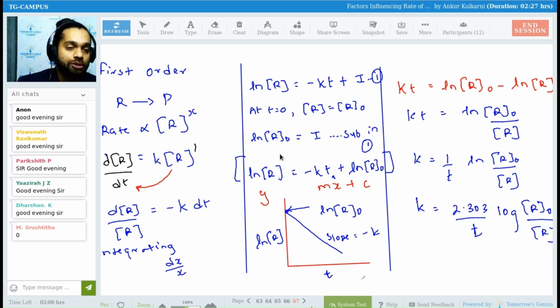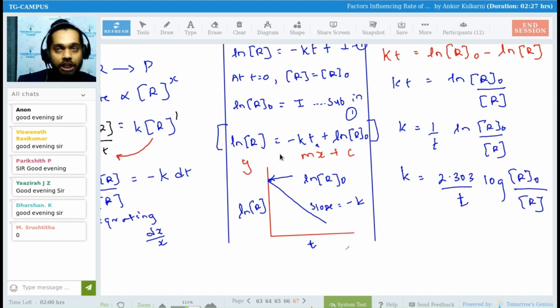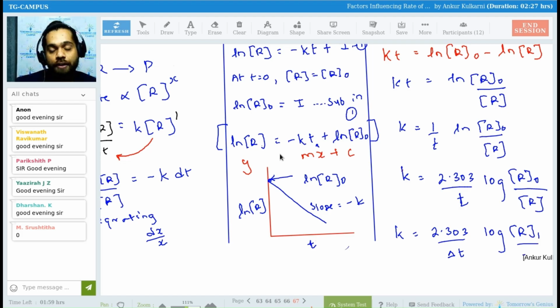Some books have also given one more formula. Since we have considered time, initial minus final, it does not make any difference. But if we choose in-between times, we have to consider delta t. So write that also: K is equal to 2.303 over delta t, log of r1 over r2, where r1 is the initial rate. Both of them are valid. If it is given for two different times, not initial and final, then this will be the equation.